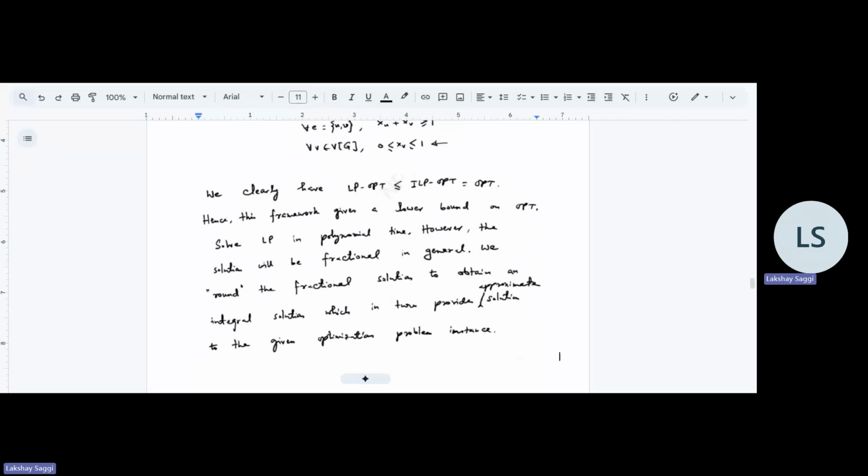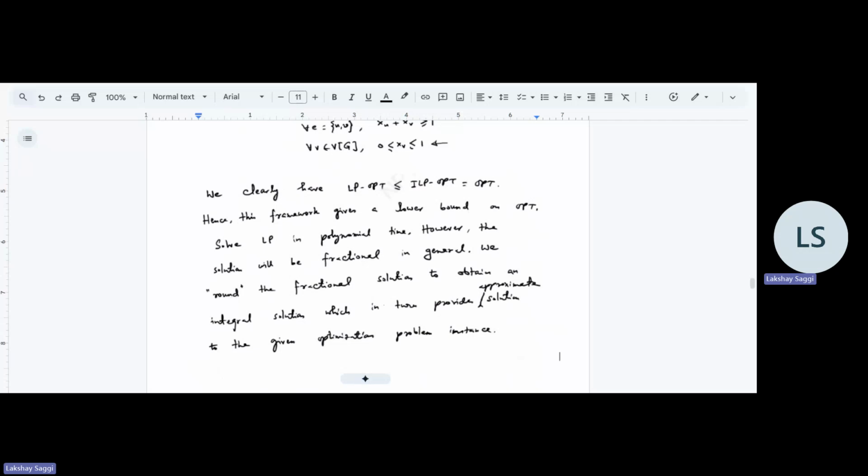So LPs are solvable in polynomial time. However, the solution is fractional in general. So what we do is we try to round the fractional solution to obtain an integral solution, which is somewhat approximate to the given optimization problem. And this rounding part, it's a very high level term. This is a very high level framework of how one can use linear programming to design approximation algorithms for NP-hard problems.